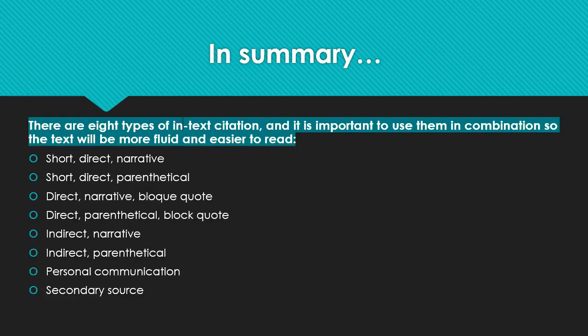So in summary, there are 8 different types of in-text citation, and it's important to use them in combination so that the text will be more fluid and easier to read. There are short, direct narrative citations, short, direct parenthetical citations, direct narrative block quotes, direct parenthetical block quotes, indirect narrative citations, indirect parenthetical citations, personal communication, and secondary sources.